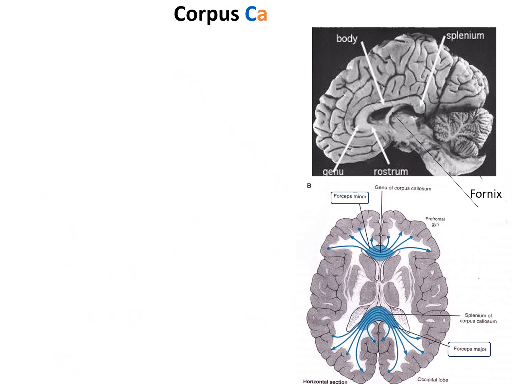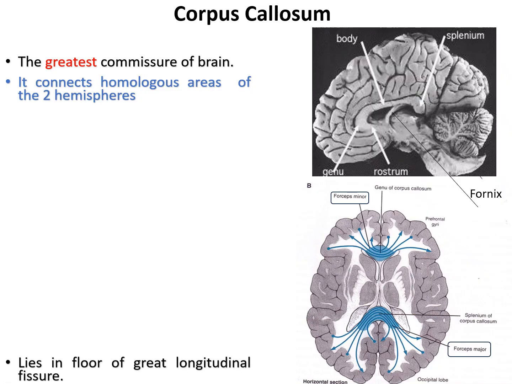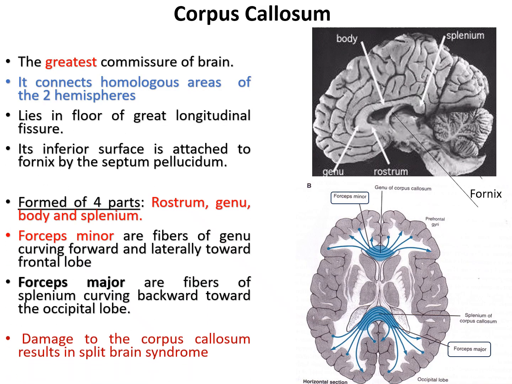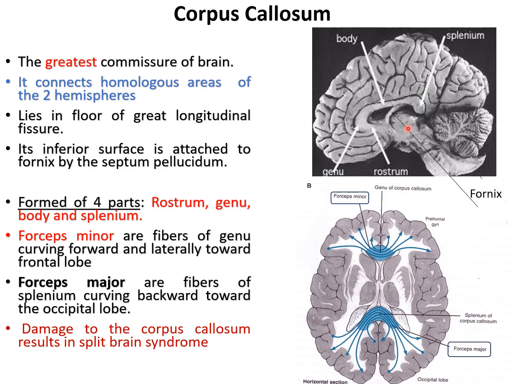So we will discuss the corpus callosum. The corpus callosum is formed of different parts. Here is the lower part, which we call the rostrum. This bend we call the genu of the corpus callosum, and then the body of the corpus callosum, and then the splenium of the corpus callosum. So those are the four divisions of the corpus callosum: rostrum, genu, body, and splenium.